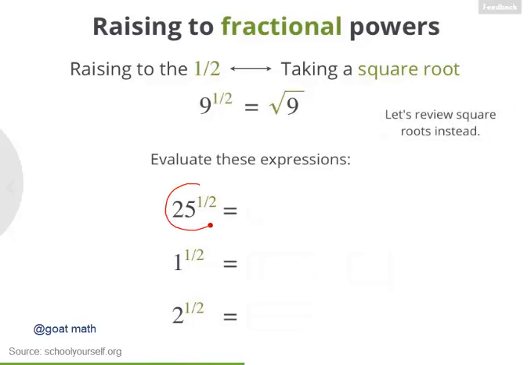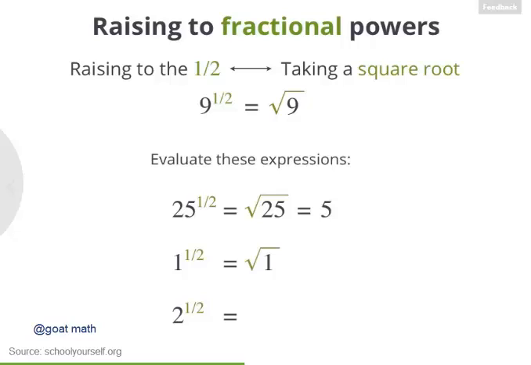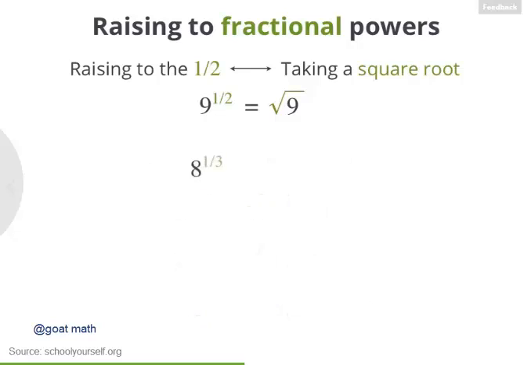Nicely done. 25 to the 1/2 power is the square root of 25, or 5. 1 to the 1/2 is the square root of 1, or 1, and 2 to the 1/2 is the square root of 2, which is approximately 1.41421, and so on. Next, what about raising a number to the 1/3 power?